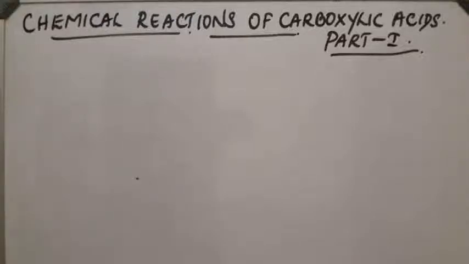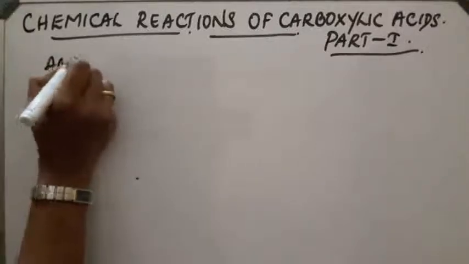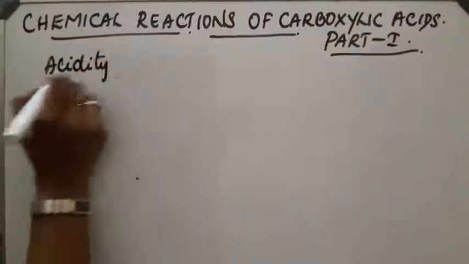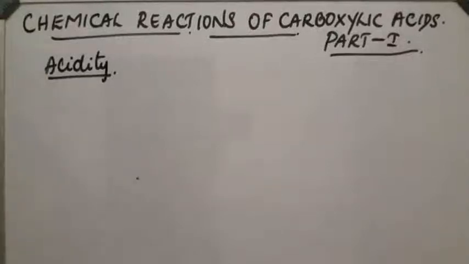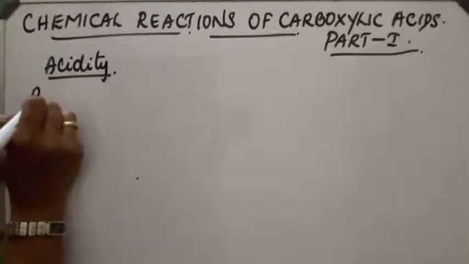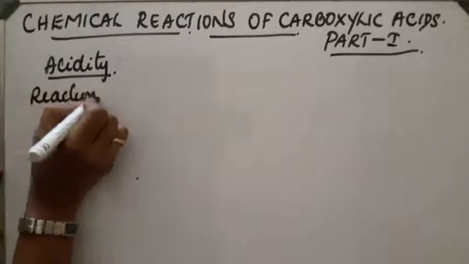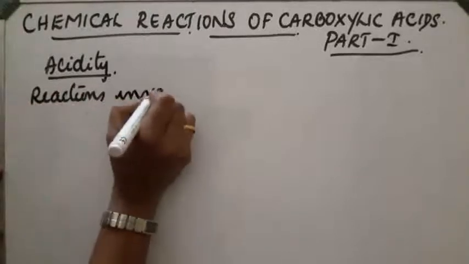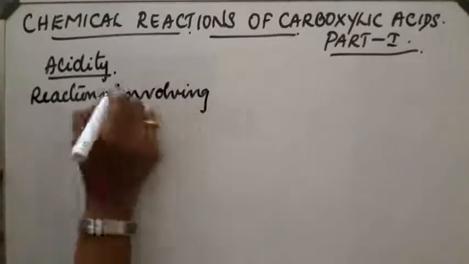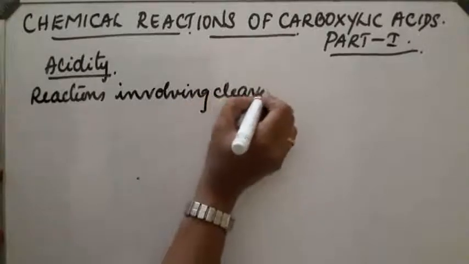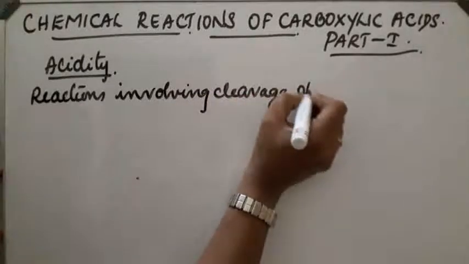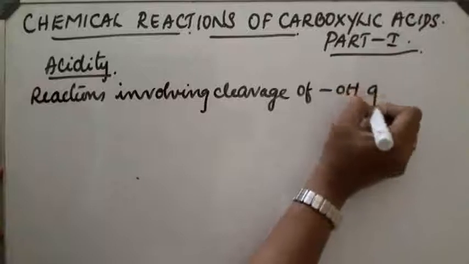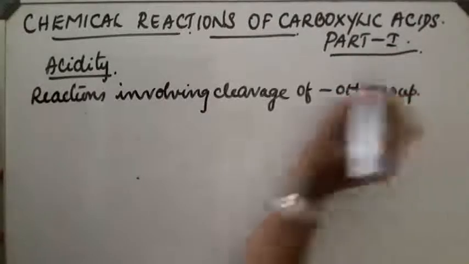Chemical reactions of carboxylic acids. First, acidity of carboxylic acids. Acidity can be explained by certain reactions in which the cleavage of the OH bond takes place. Reactions involving cleavage of the OH bond. Let us see the reactions.